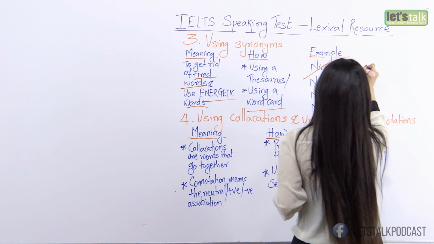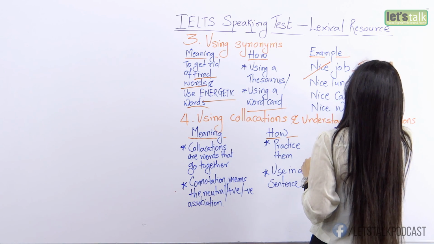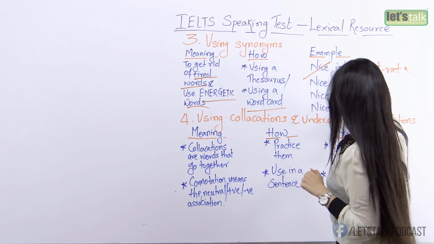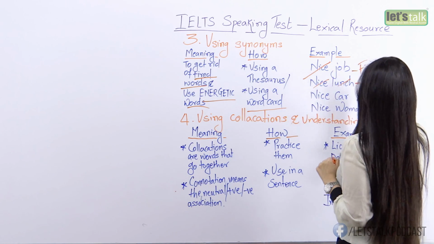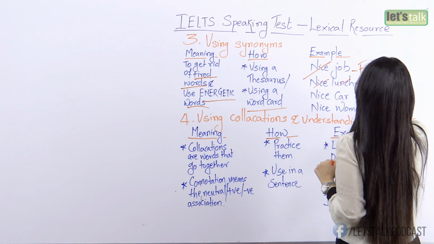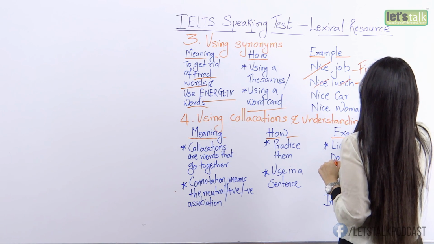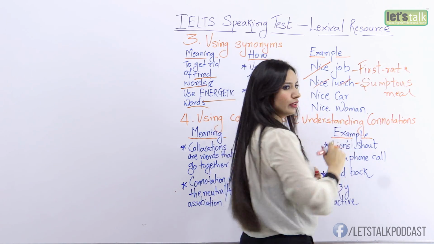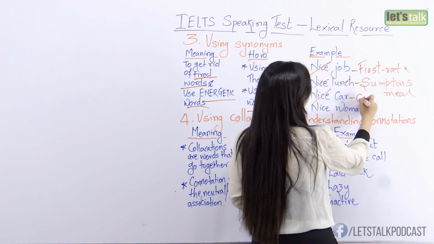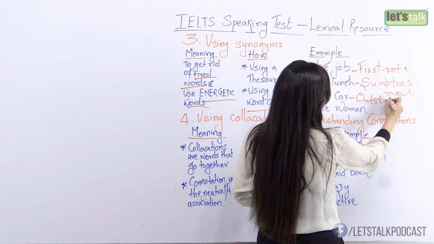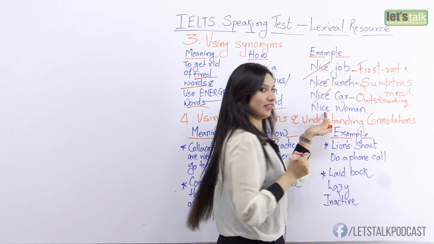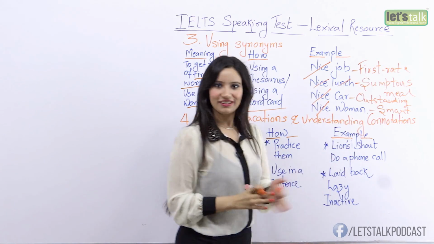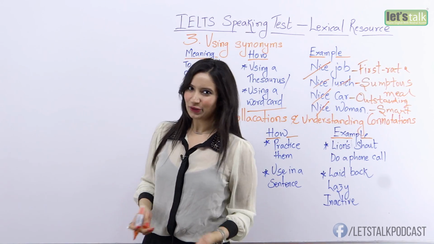For nice job, you could say a first-rate job, which means the same as nice, but even better actually. Nice lunch. Let's change both the words. We could say a sumptuous meal. For a nice car, maybe we can say an outstanding car. And if you want to say nice woman, you could say a smart woman. That sounds so imaginative, so excellent, and not at all laid back.